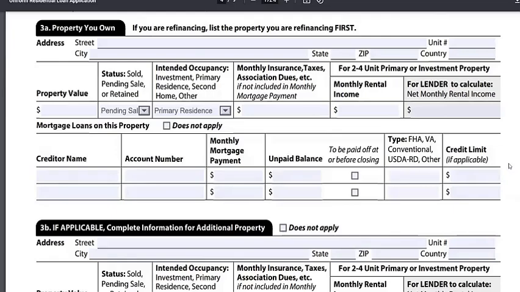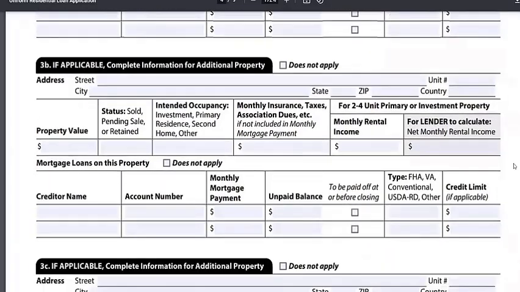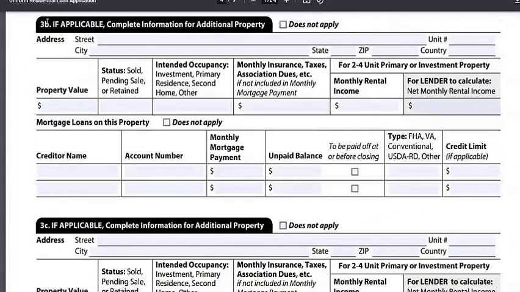Previously we did not know what the loan was, we had to go to the credit report, but now the REO section itself is going to tell us what type of loan previously existed, whether that was FHA, VA, or any other. If it is a HELOC, then it is also going to show us the credit limit. Okay, now the 3B, if applicable, complete the information.